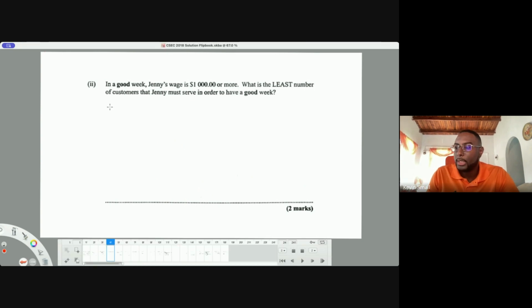So remember, it is WJ is 600 plus 0.90N, N being the number of customers. All right. So again, the question told us what WJ is, and we have to work backwards.